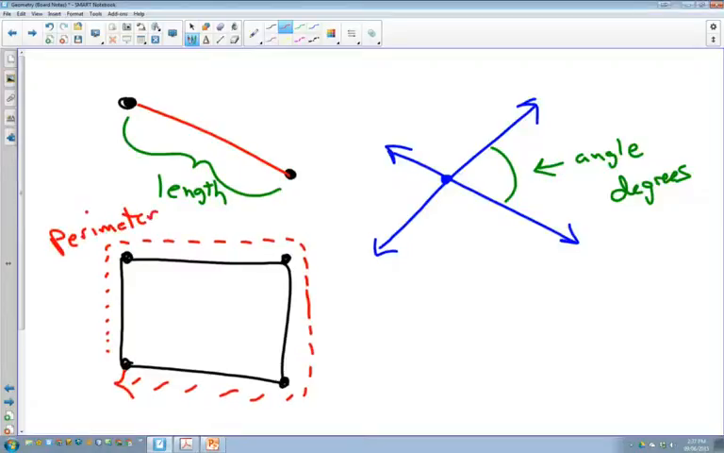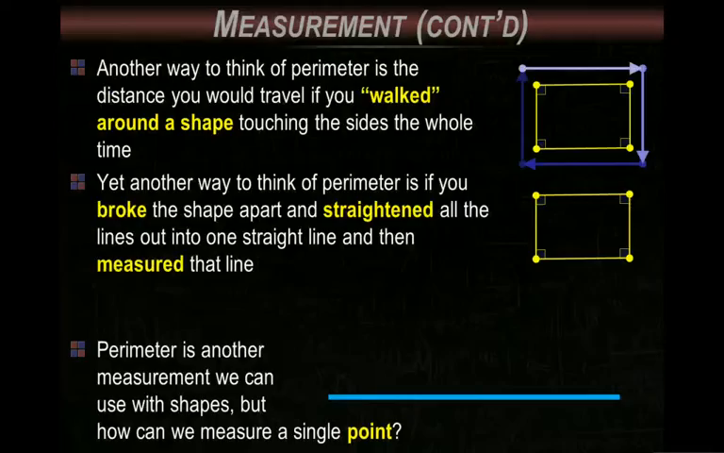Okay, but let's backtrack a bit. What happens if I have a single point? What can I measure about that? Can't measure a length, can't measure an angle, can't measure a perimeter. It's just one single dot in space. Now I know the way I drew it, it looks like a circle, so you could think that, but don't think of it as a circle, just think of it as a single point.